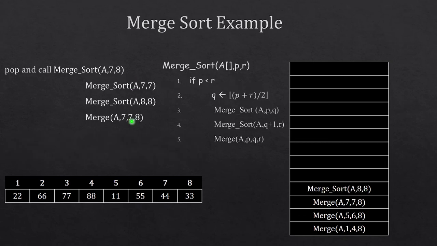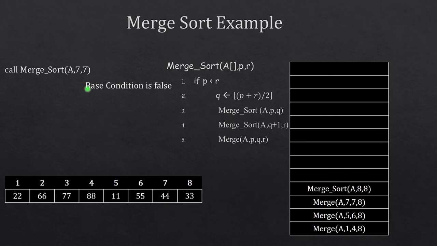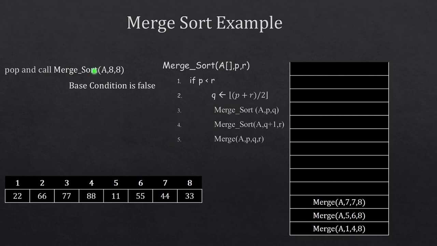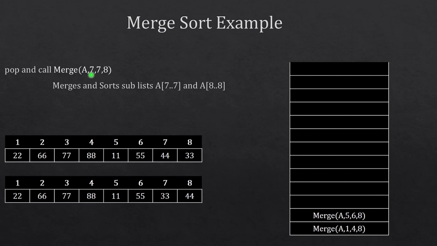It will generate 3 function calls. These 2 function calls will be pushed to stack and it will execute merge sort of a comma 7 comma 7. There also the base condition is false. So it will execute merge sort of a comma 8 comma 8. So pop and call merge sort of a comma 8 comma 8. The base condition is false. So it will execute merge of a comma 7 comma 7 comma 8. It merges and sorts sublist a of 7 to 7 and a of 8 to 8. Here also the left sublist contains only one element and the right sublist contains only one element. So this 44 and 33 will be merged.